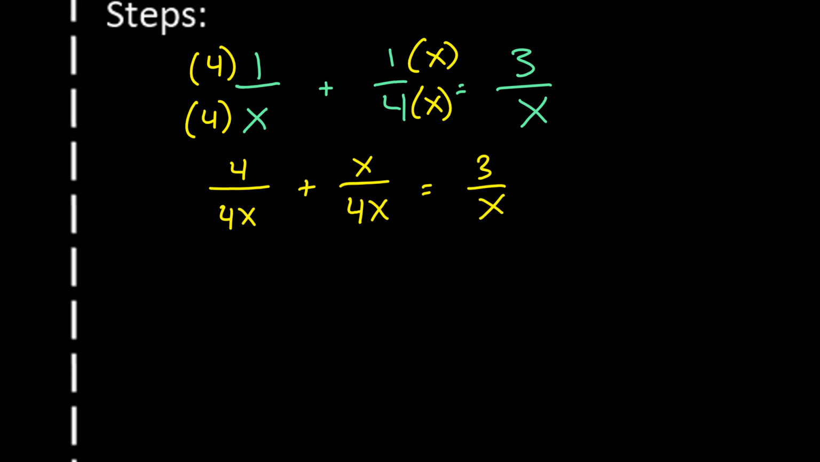Okay, so now that the denominators are the same, what do we do? Yeah, you add the numerators, right? So can I add x plus 4 and get 4x? No. I thought for sure everyone would say no. No, you cannot. Why? One's a variable, one's a constant. You can't combine unlike terms. So you just have x plus 4.